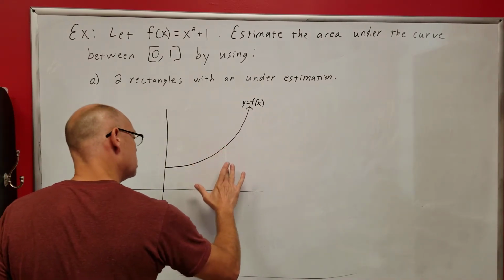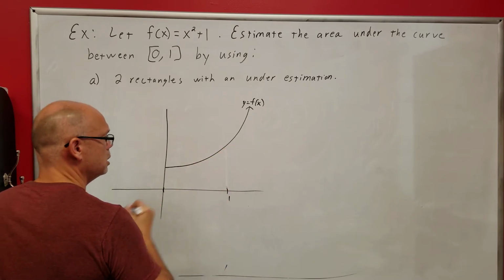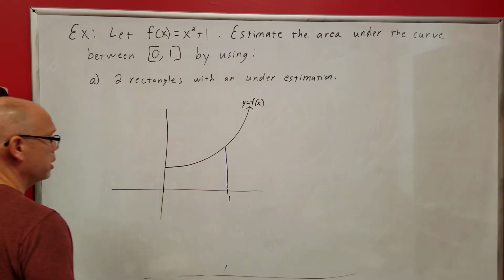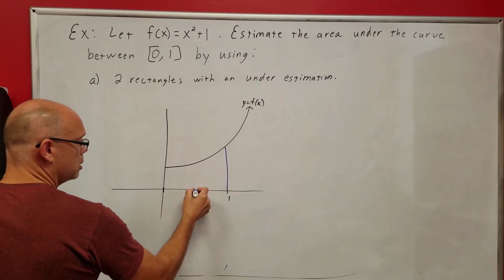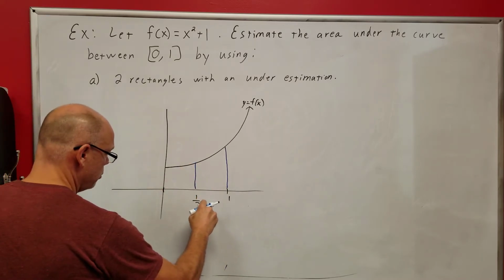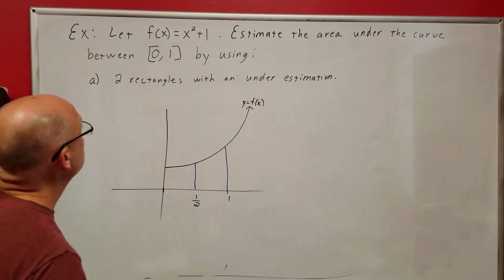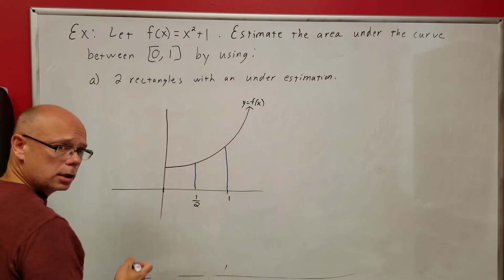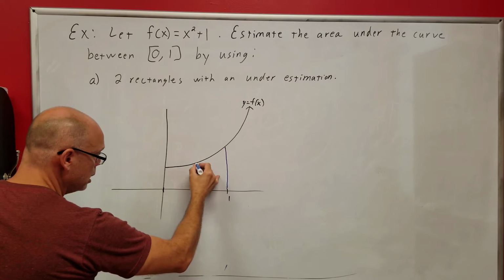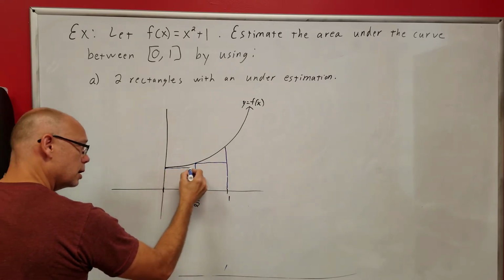So what I'm going to do, let's go ahead and use this blue. If I want to break this interval up into two equal parts, I'm going to break it up like that. I'm going to call this 1/2 on the x-axis. Now, it wants me to use two rectangles with an underestimation. So instead of starting here and going left to make my rectangle, I'm going to start here and go right. And the same thing here, I'm going to start here and go right.